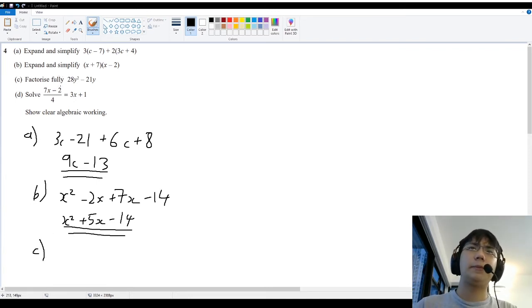For part C, to factorize fully 28y squared minus 21y, we first need to find the common factor. 28 and 21 are both divisible by 7, so that's a part of the common factor. y squared and y are both multiples of y, so y is another part of the common factor. So you have 7y times 4y, so 7y times 4y gives us 28y squared. Then minus 3, so 7y times minus 3 equals minus 21y.